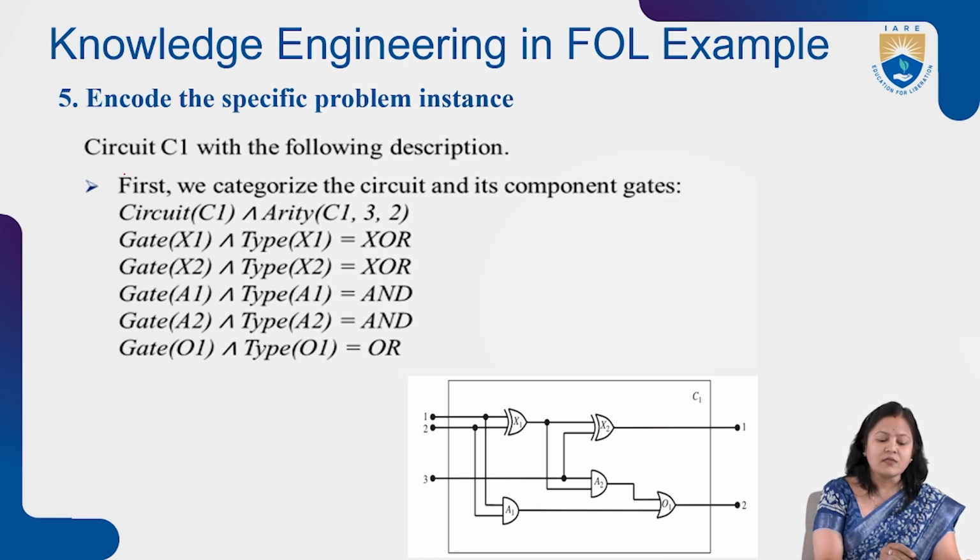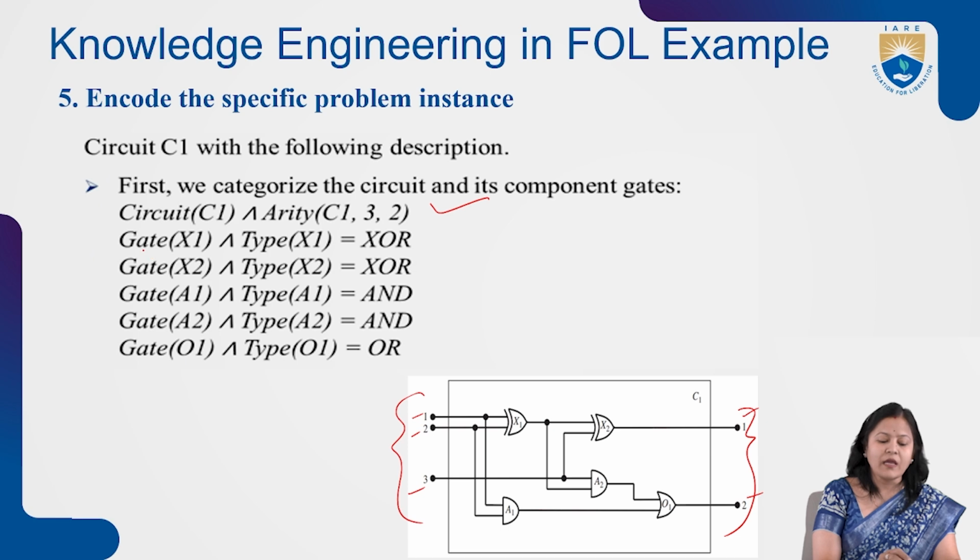So here is circuit C1 with the following description. First, we need to categorize the circuit and its component gates. In the first statement you can see circuit C1 and arity C1, 3, 2. The name of the circuit is C1. That is why we have used the predicate arity, with the name of the circuit within brackets, and the circuit takes three inputs and provides two outputs. Okay, these three inputs and two outputs. This is the first statement.